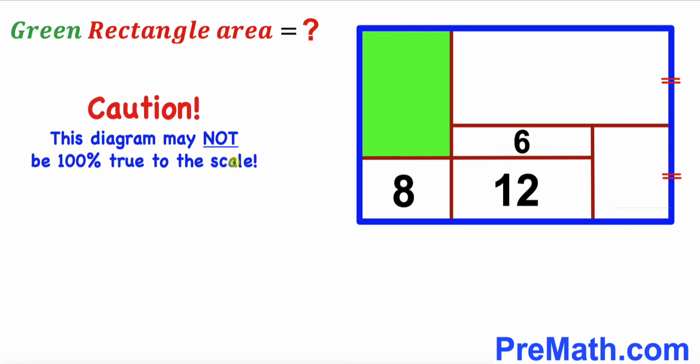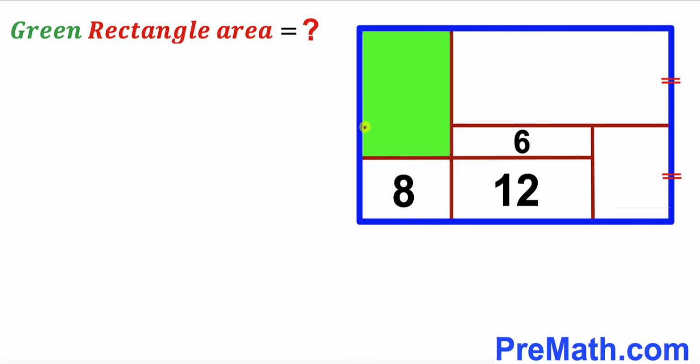Please keep in mind that this figure may not be 100% true to scale. Let's go ahead and get started. Here's our very first step. Since we are interested in calculating the area of this green shaded rectangle, and the area of this rectangle is unknown, and likewise the area of this rectangle is unknown as well, we are going to rely on the data of only these 3 rectangles.